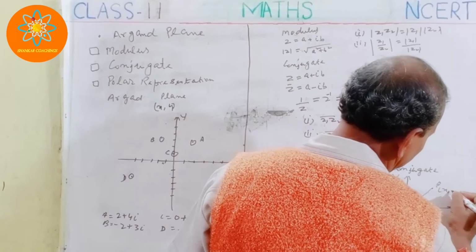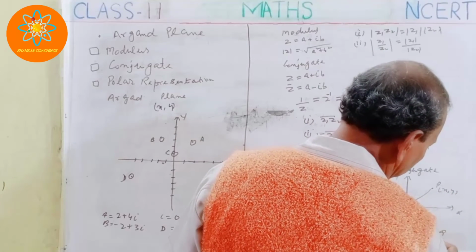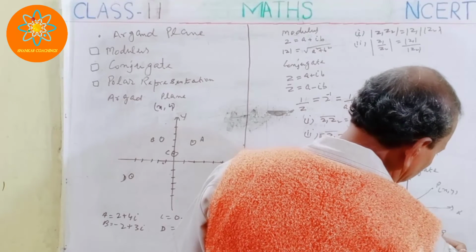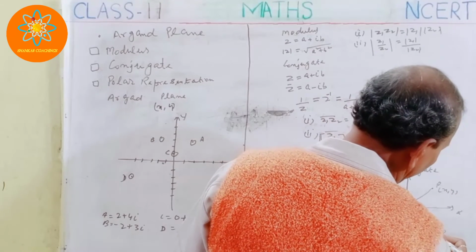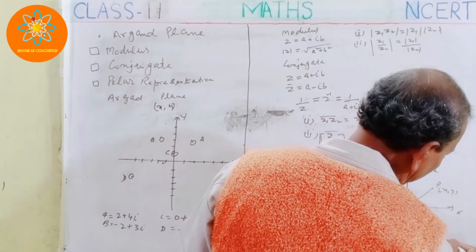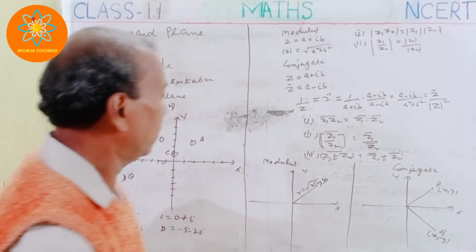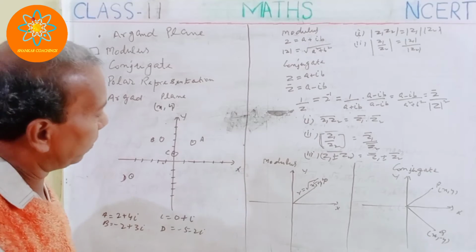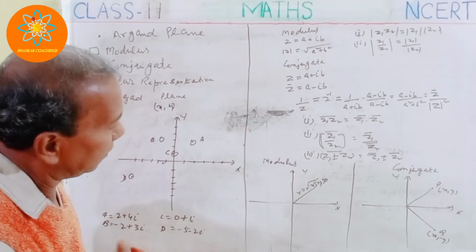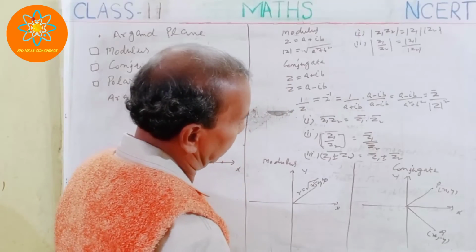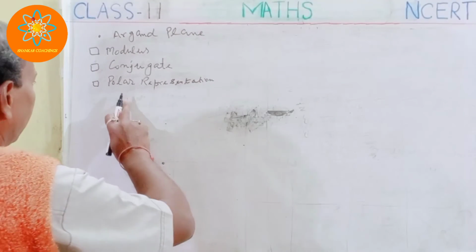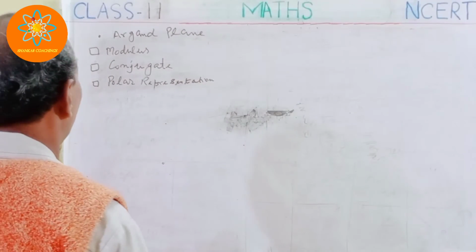So this is x and this is y. What is the value of Q? This is nothing but x minus y. Okay, so this modulus we can represent on the Argand plane, and conjugate also we can represent on the Argand plane. Now we will see the polar representation.